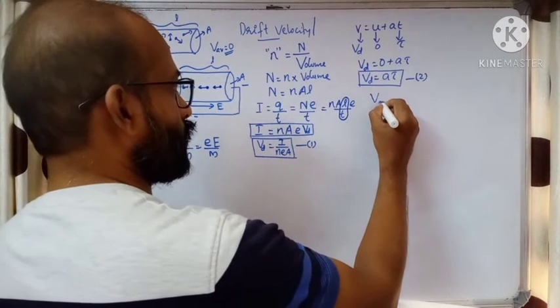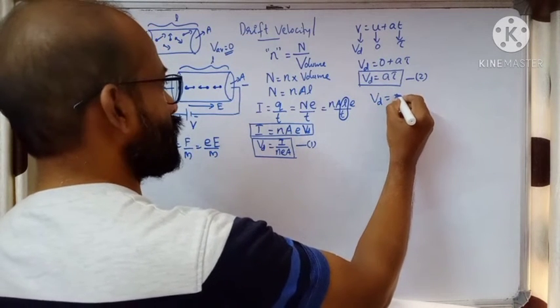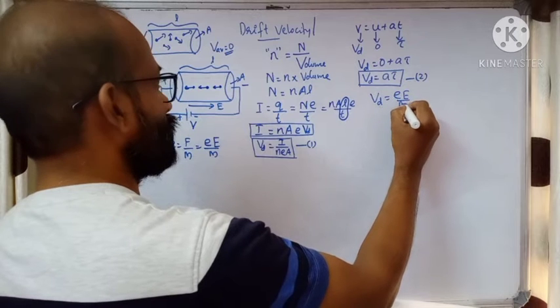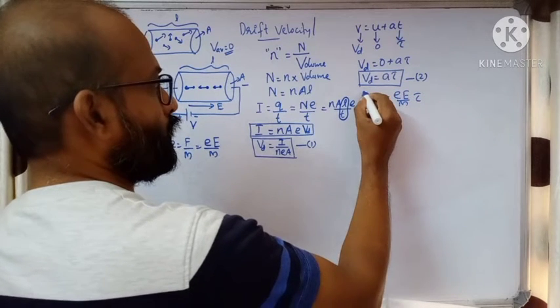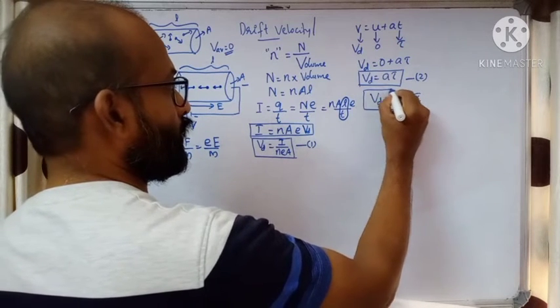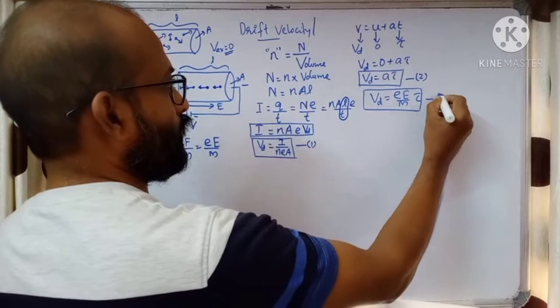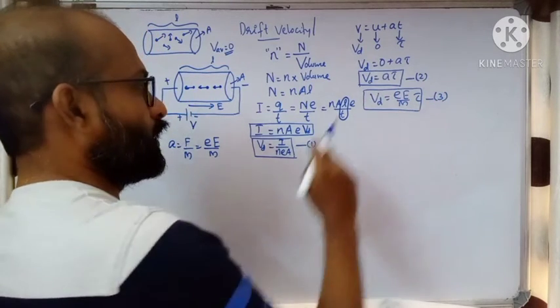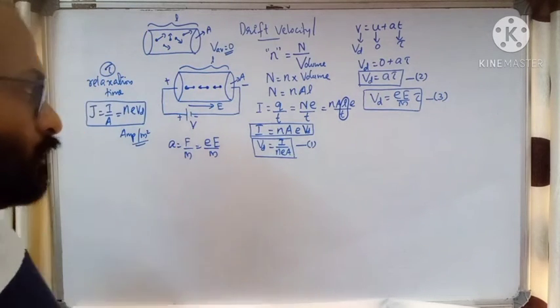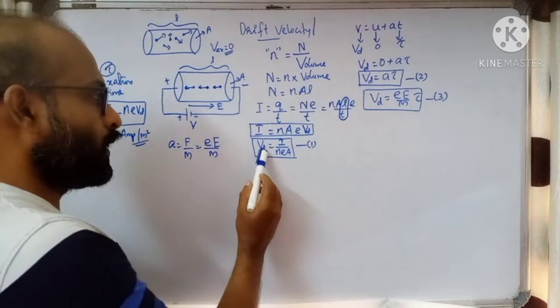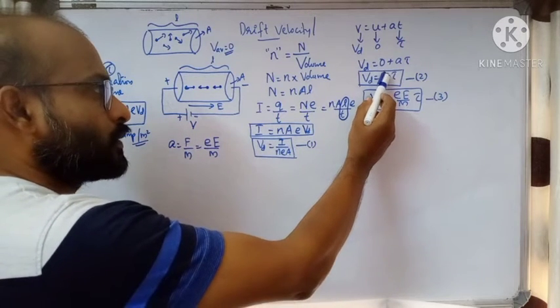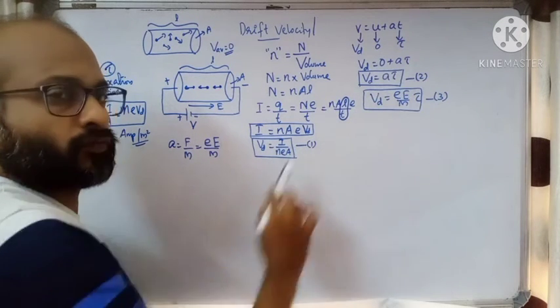Drift velocity is equal to, instead of a, I will use eE by m into tau. There is another relation for drift velocity in terms of electric field. Okay, we have got an equation for drift velocity in terms of electric field also. So we have got 3 equations so far: one in terms of current, second in terms of acceleration, third in terms of electric field.